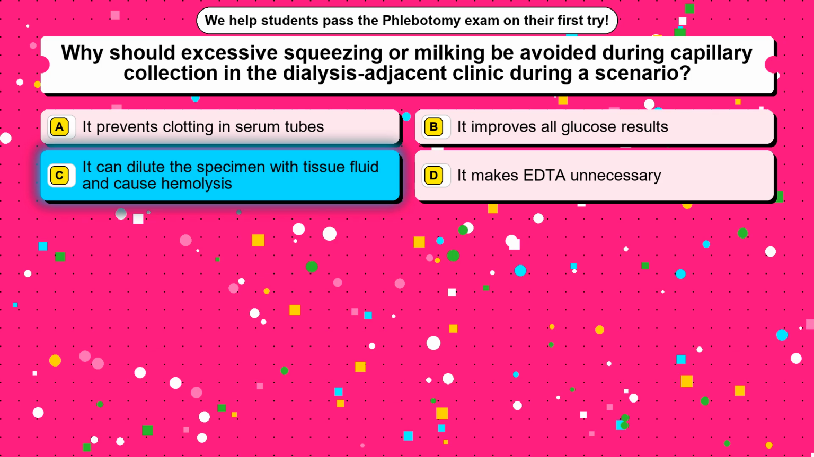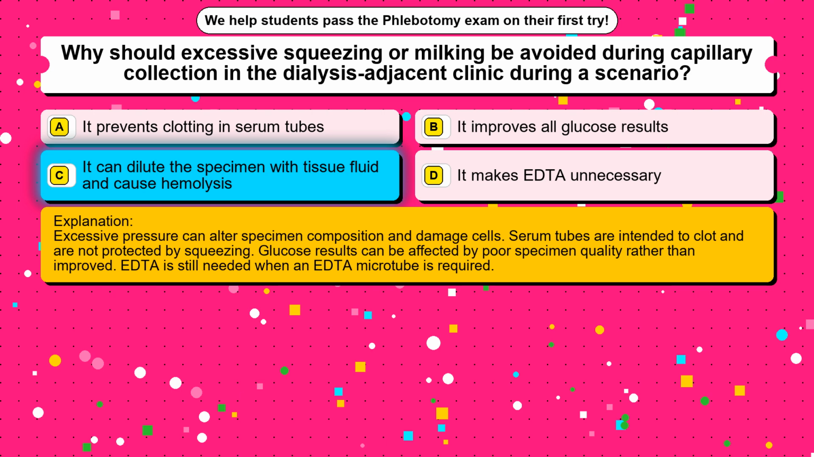The correct answer is option C. It can dilute the specimen with tissue fluid and cause hemolysis. Excessive pressure can alter specimen composition and damage cells. Serum tubes are intended to clot and are not protected by squeezing. Glucose results can be affected by poor specimen quality rather than improved. EDTA is still needed when an EDTA microtube is required.